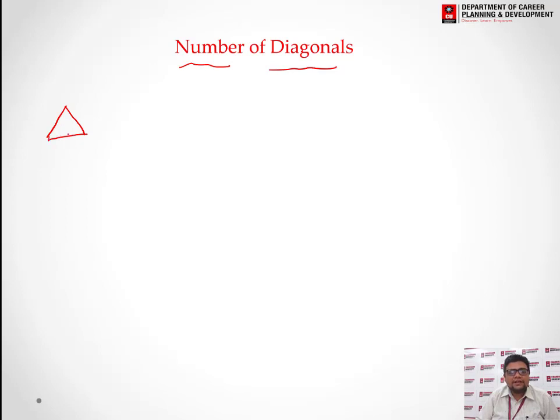Everyone knew that a triangle has no diagonals. Zero diagonals can be made from a triangle. Then we move to a square or rectangle or any four-point figure, from which we form 2 diagonals. Everyone knew this.